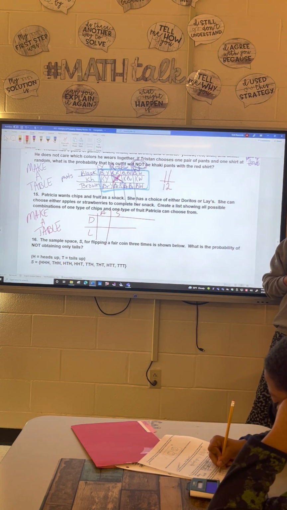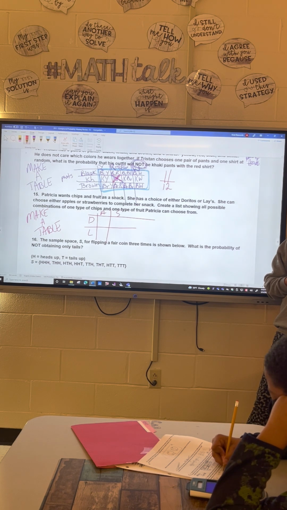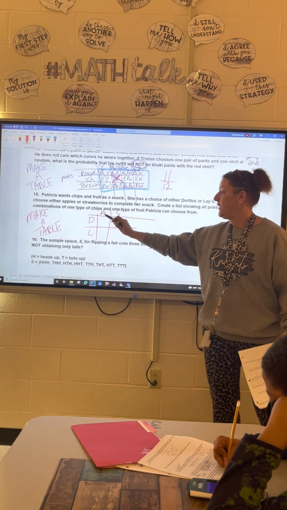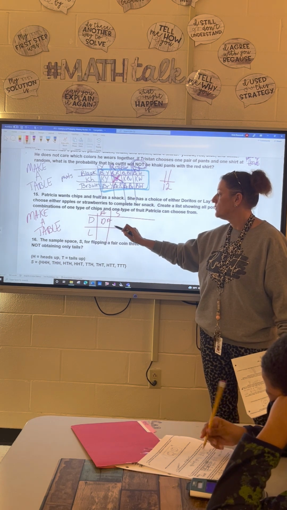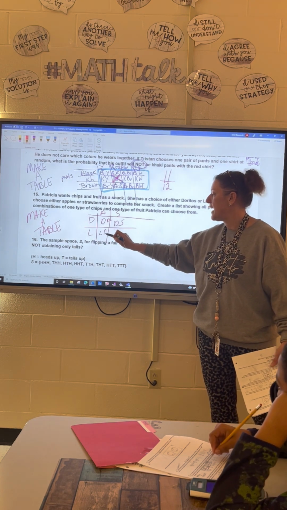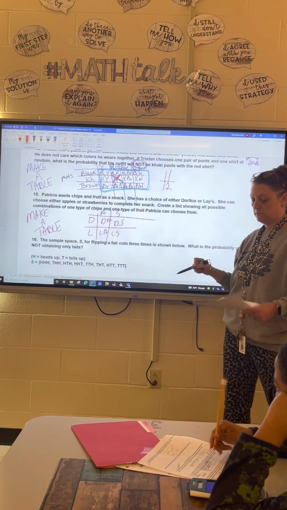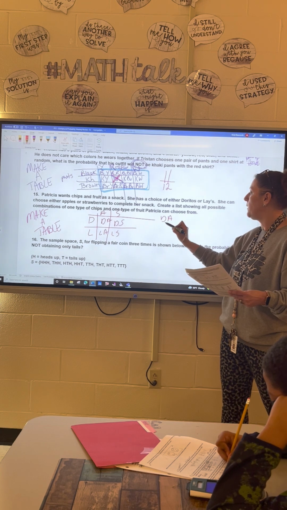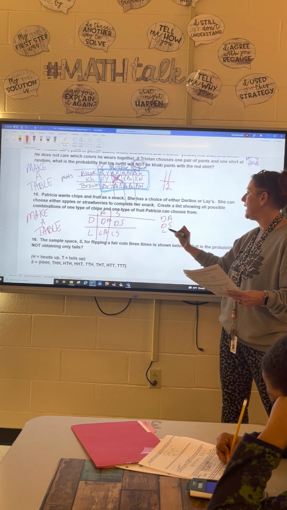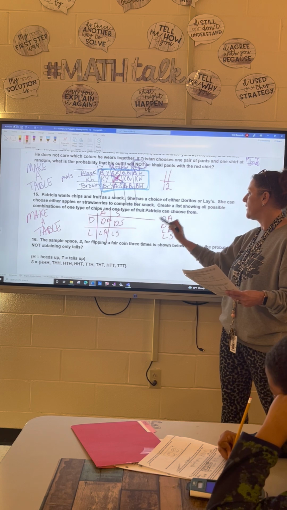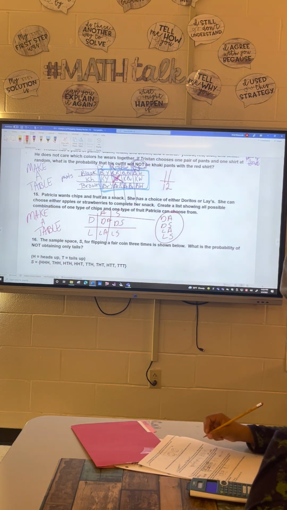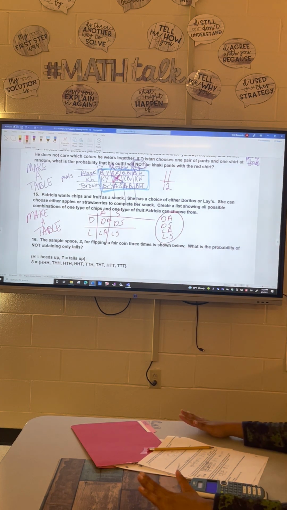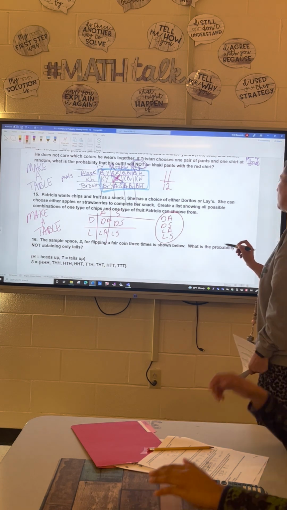You see that? I'm trying not to get in y'all's way of seeing. Do y'all need to move? Do you need to move so you can see? Am I standing in your way? Right here, this will be a Dorito apple, Dorito strawberry, Lay's apple, Lay's strawberry. There's my list. There are 4 outcomes.